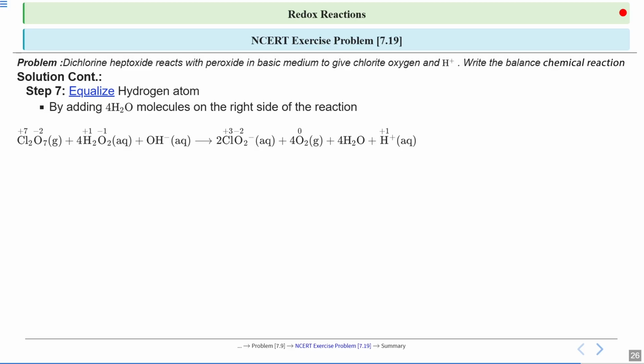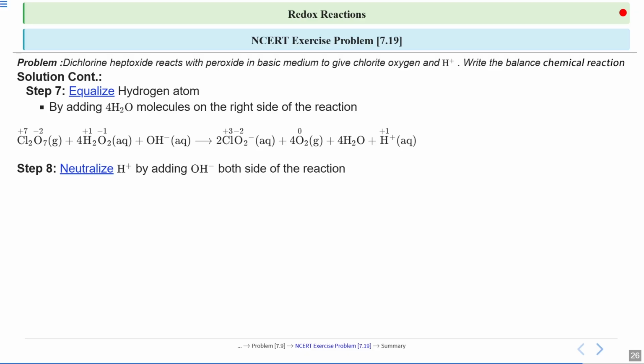And on the reactant side, now you can clearly see that there are 9 hydrogen atoms present. So in order to maintain that also, you will add 4 water molecules on the right hand side as there is 1 H positive already present. Now our final equation turns out to be Cl2O7 plus 4H2O2 plus OH negative gives 2ClO2 negative plus 4O2 plus 4H2O plus H positive.